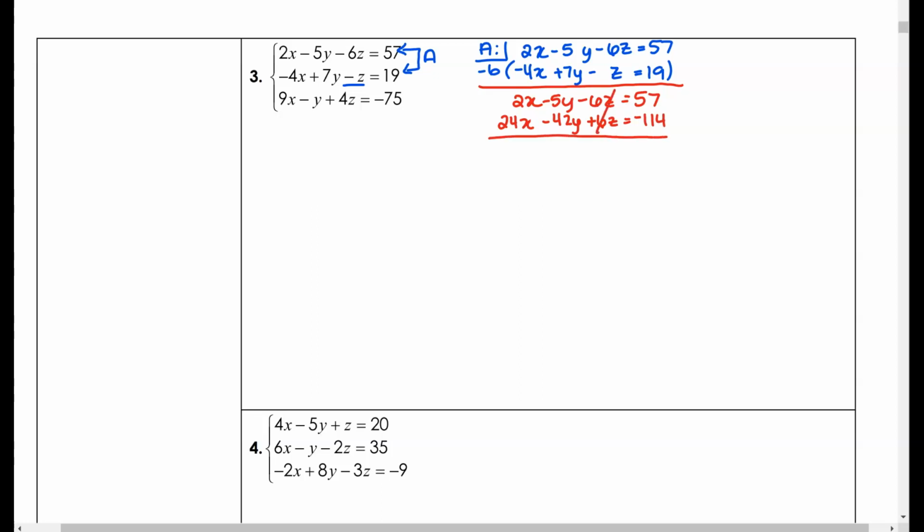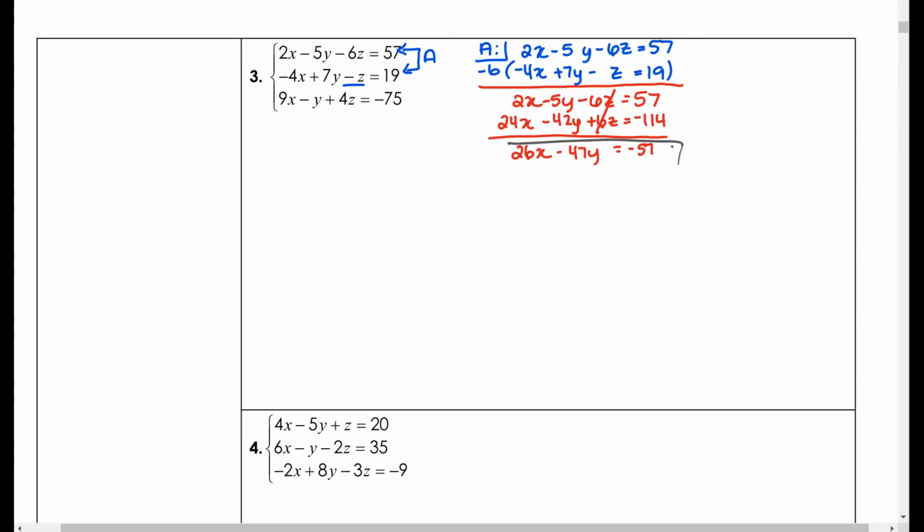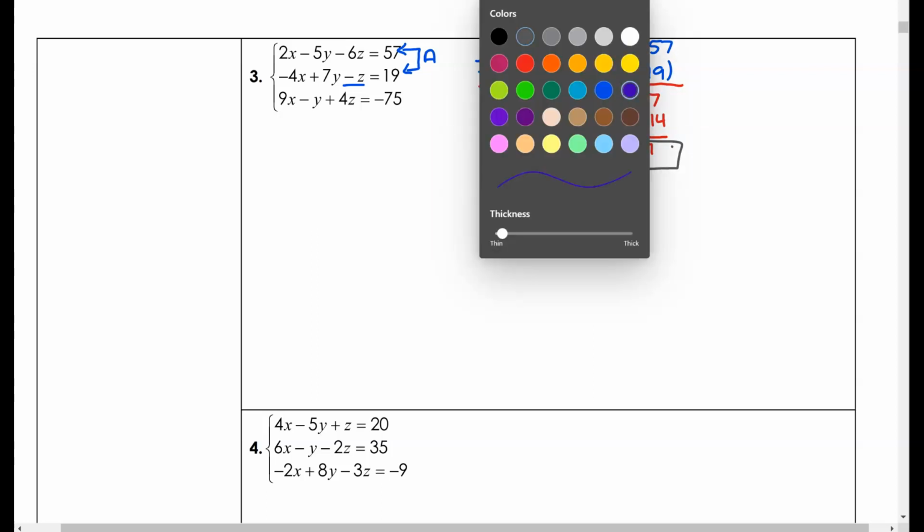Now looking here, our z's cancel out, and so when we combine this 24 and 2, that's going to give me 26x, negative 5y minus 42 gives me a negative 47y, and that's going to equal negative 57. So from here, we have our equation that we were looking for, highlighted in gray. Now let's look at our b equations.